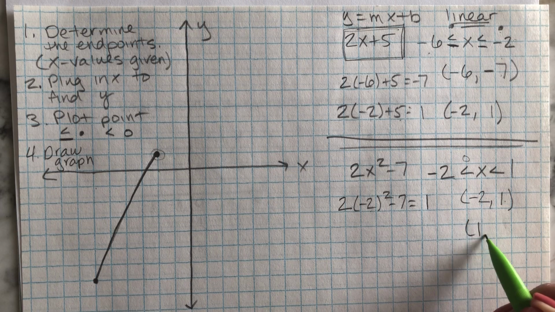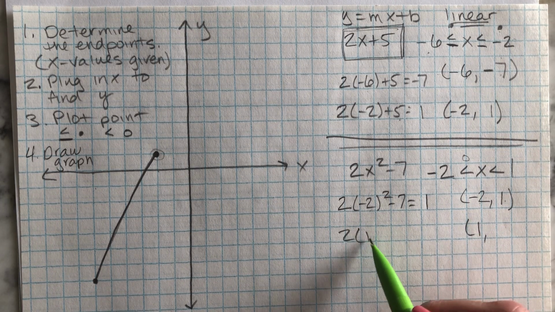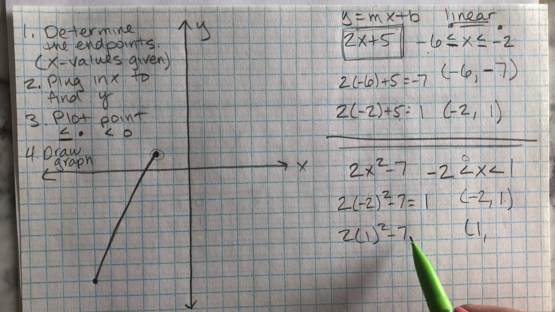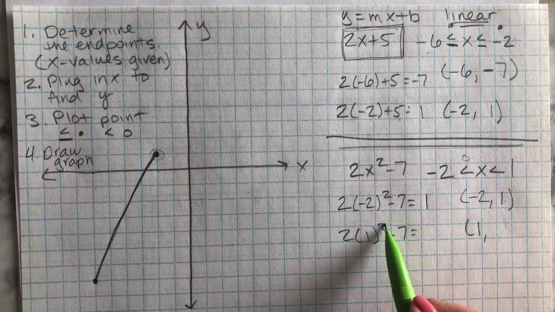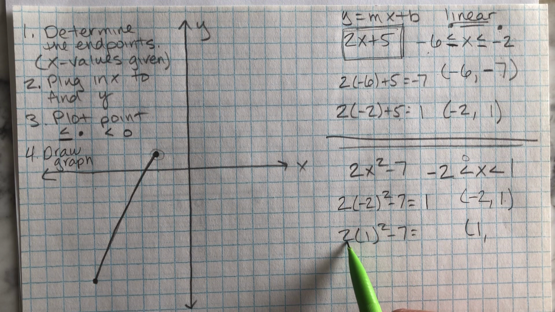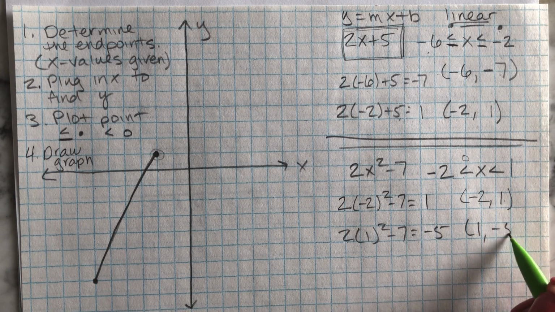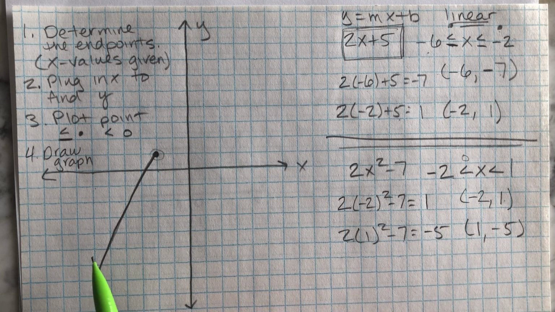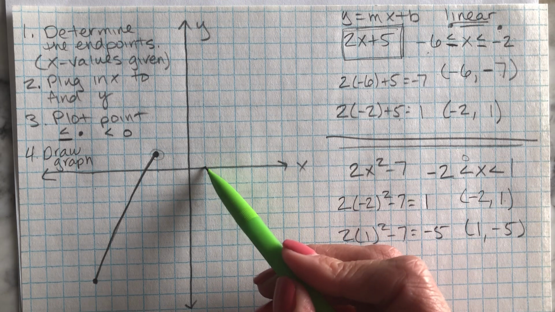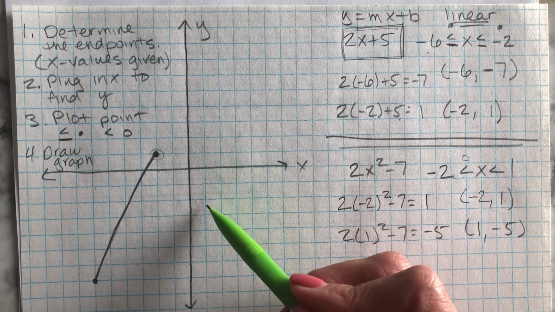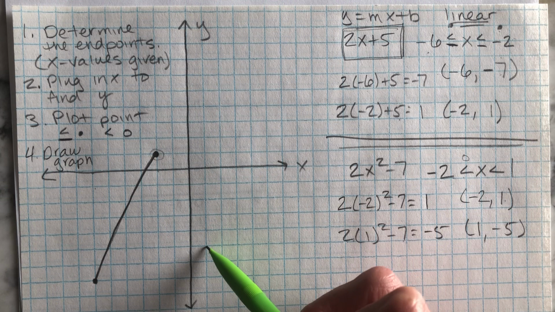All right, then we'll go to the 1 and plug it in. So 1 squared is 1, times 2 is 2. 2 minus 7 is -5. So the point is 1, -5. 1, 2, 3, 4, 5.